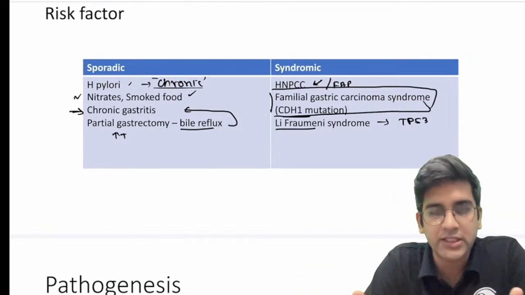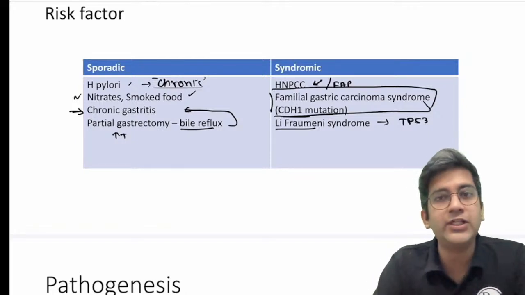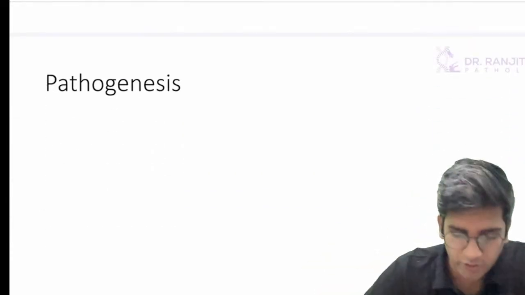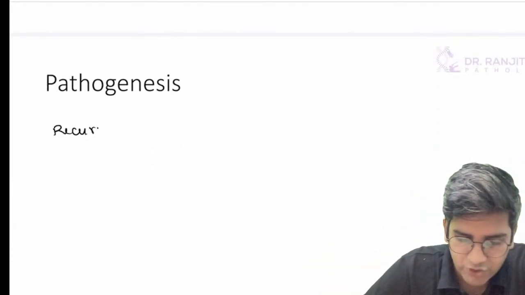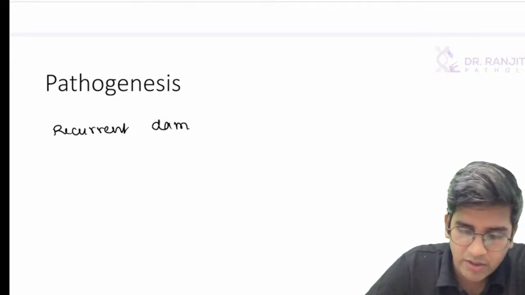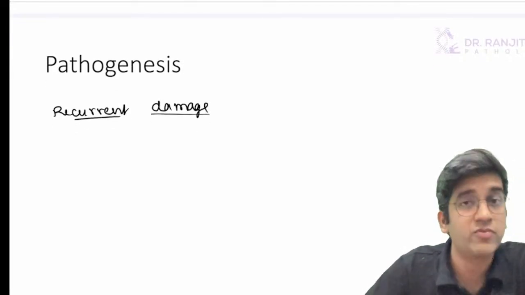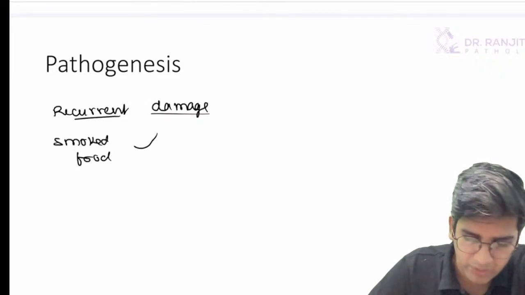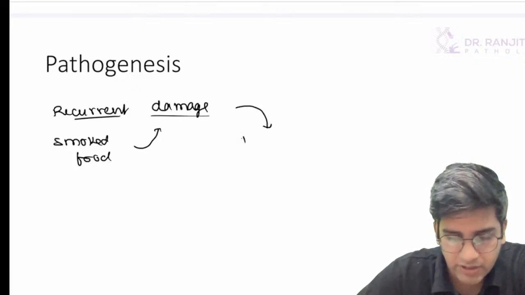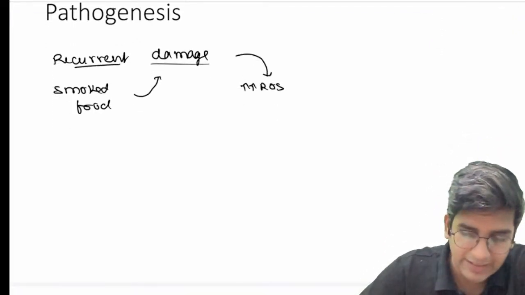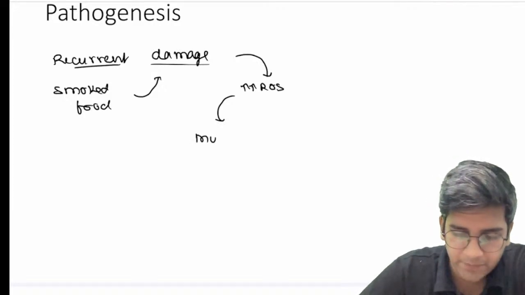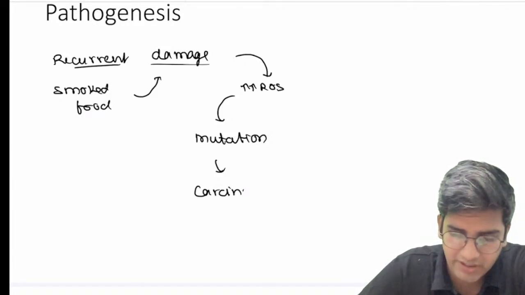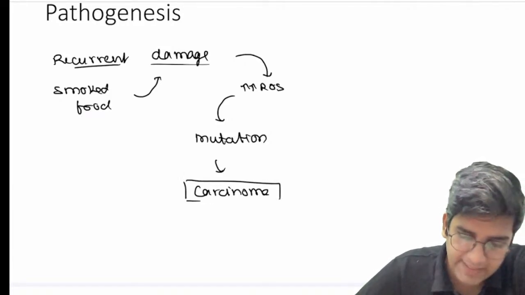Okay, so once etiology is done, we have to give an output of how this etiology is going to cause a cancer. One is sporadic. Sporadic is very simple. Whatever may be the sporadic etiology, it's going to cause recurrent damage. Whenever there's recurrent damage, be it in the form of chronic gastritis, be it in the form of smoked food, right? The smoked food is also a carcinogen. The smoked food is nothing but carbon, which also will cause recurrent damage. Whenever there's recurrent damage, there'll be increased exposure to reactive oxygen species. That by default, you know that it can cause mutation. Whenever there's mutation, it can by default result in carcinoma. It will definitely cause carcinoma. That's how most of the sporadic etiology works.